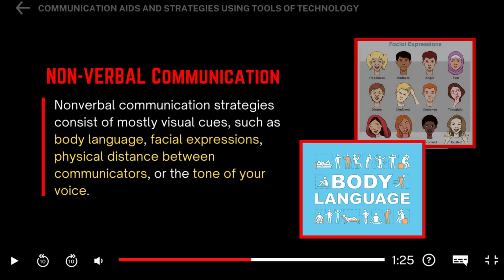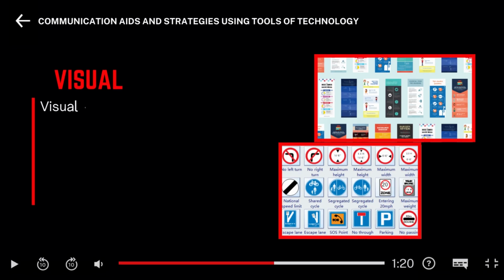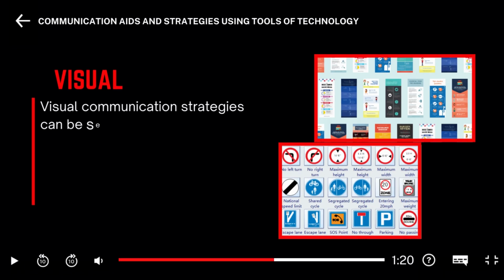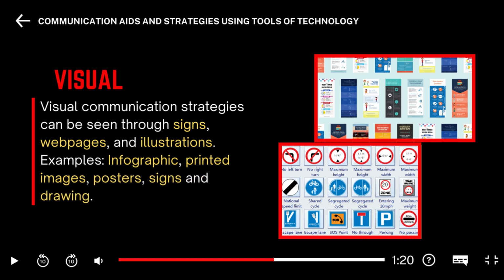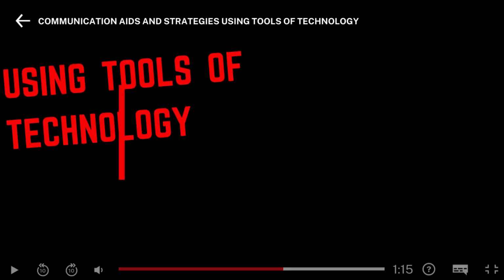And now, let's go to the visual. When we say visual, it can be seen through signs, web pages, and illustrations. Some examples are the infographic, printed images, posters, signs, and drawing.